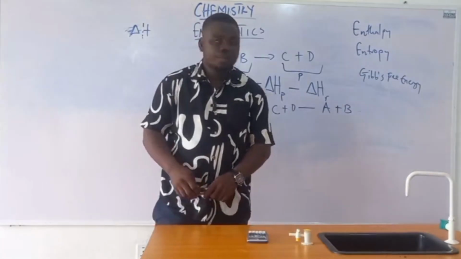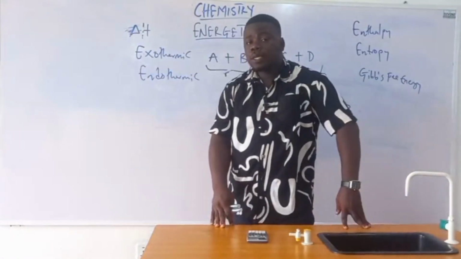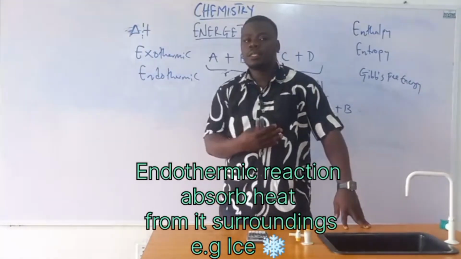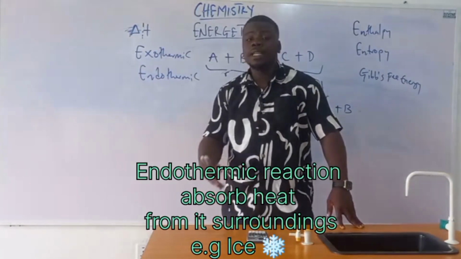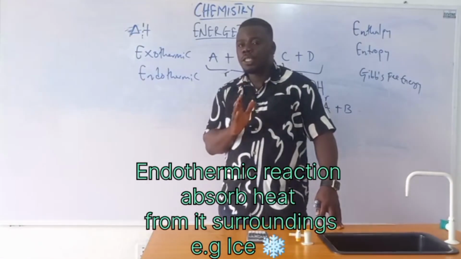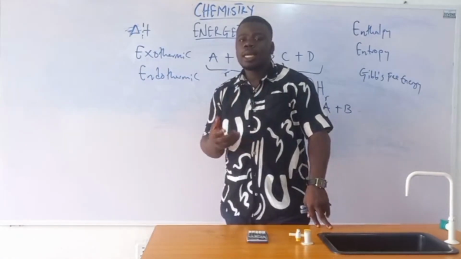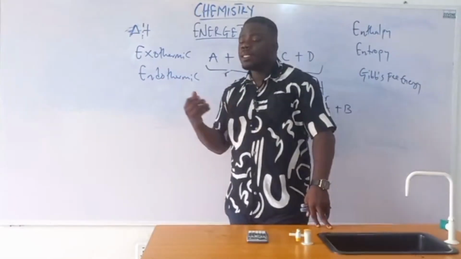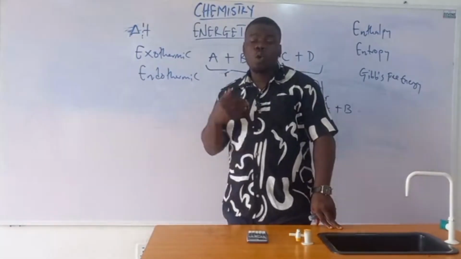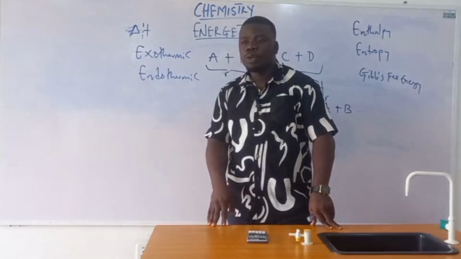Now, moving forward, what is an endothermic reaction? Endothermic change is the type of change that absorbs heat from its environment, and at the end of the change, it leaves its environment cool. I want you to imagine ice. Ice absorbs heat from its surrounding, and that heat it is absorbing makes it melt. At the end of the day, it leaves its surrounding cold. A good chemical example is ammonium chloride.